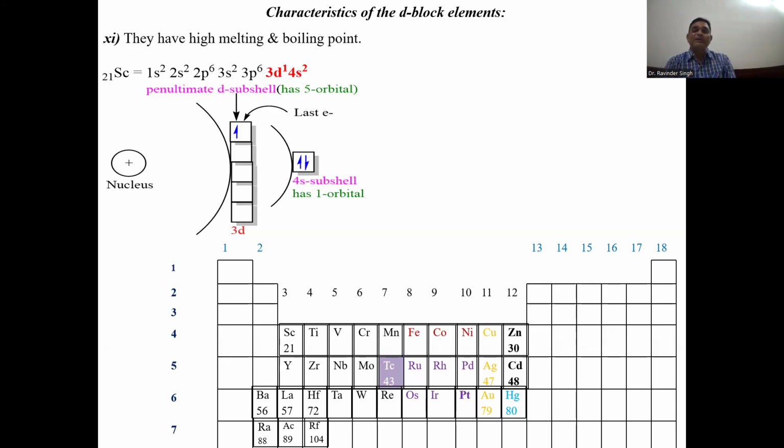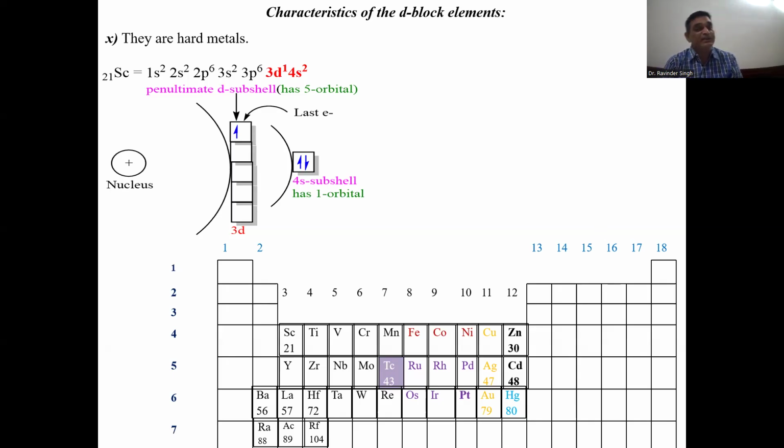So d block elements have high melting points and high boiling points, and we can also explain the trend of that melting point. The melting point increases up to the middle and then decreases, and the lowest melting point is of zinc because there is no unpaired electron. Fine. So you can explain the melting point and the trend of melting point.